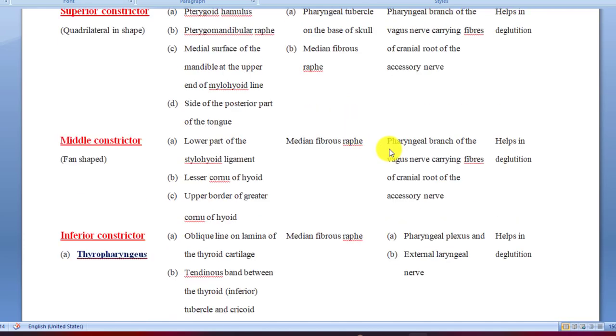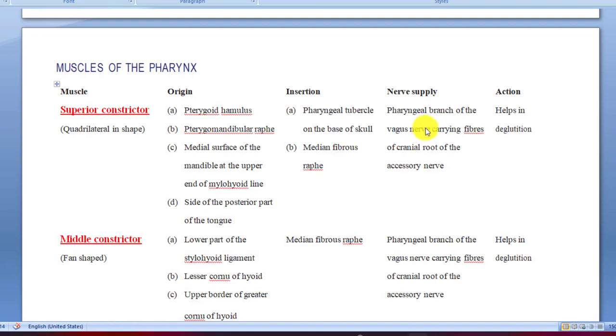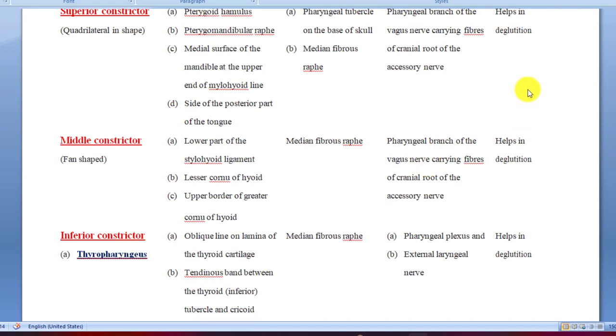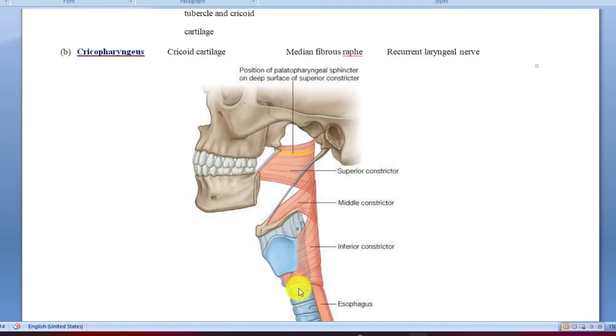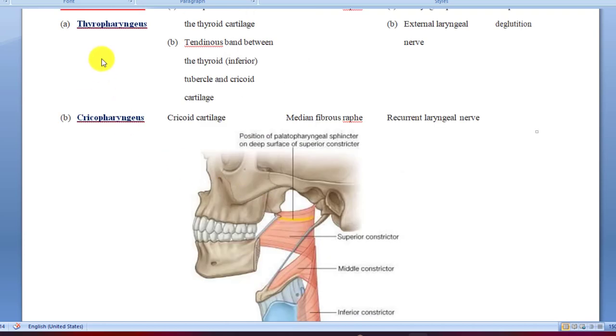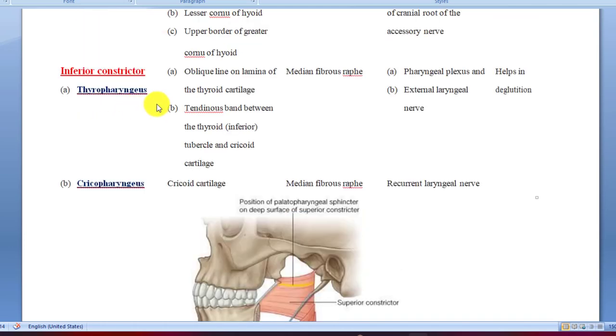And what is the nerve which supplies this middle constrictor muscle? The pharyngeal branch of the vagus nerve, carrying fibers from the same nerve which supplies the superior constrictor muscle, and the action of this muscle is also deglutition. Then there is the inferior constrictor muscle, and in the inferior constrictor there are two muscles, right? The thyropharyngeus muscle and the cricopharyngeus muscle.